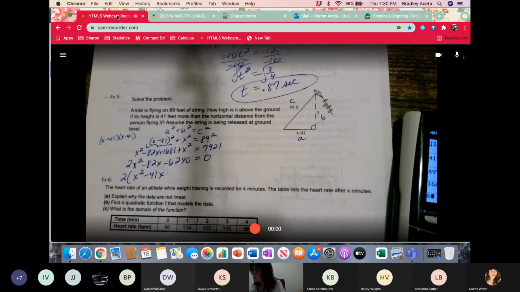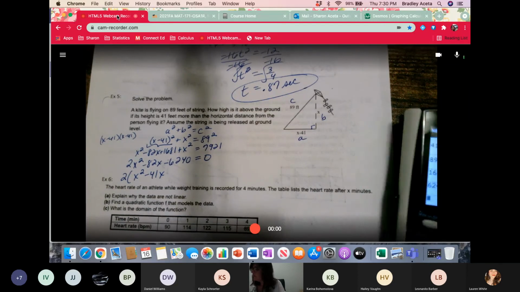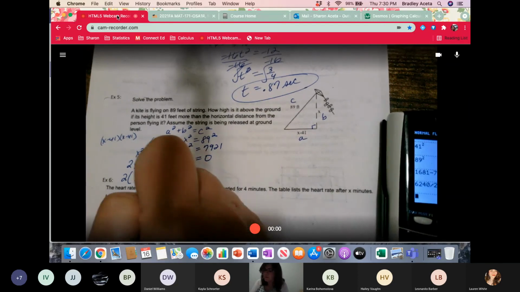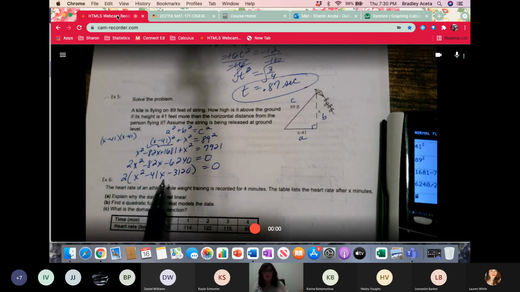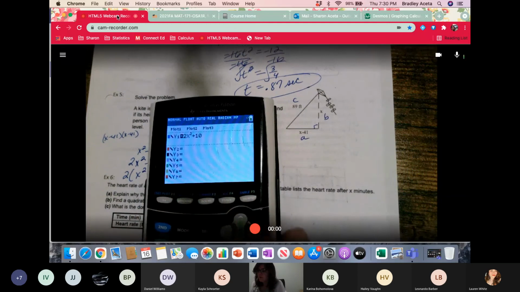41x and then 6240. I could probably do it in my head, but it's a little late. 3120 equals 0. And then this you could put into the quadratic formula. But I will tell you it is factorable.